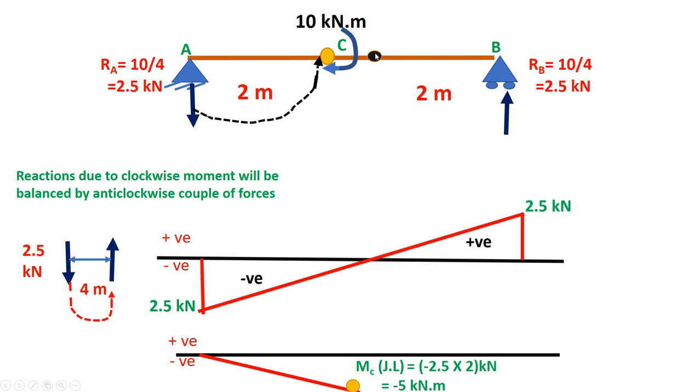Now what about the moment at just right of C? Let us determine the same. At just right of C, what about the type of moment? Again it is anti-clockwise in nature, but right side anti-clockwise is positive. Left side anti-clockwise is negative, but right side anti-clockwise is positive, right? So the value of bending moment at just right of C is 2.5 into 2, that is 5 kilonewton meter, and positive. Again the value of moment changes from minus 5 to plus 5, right?